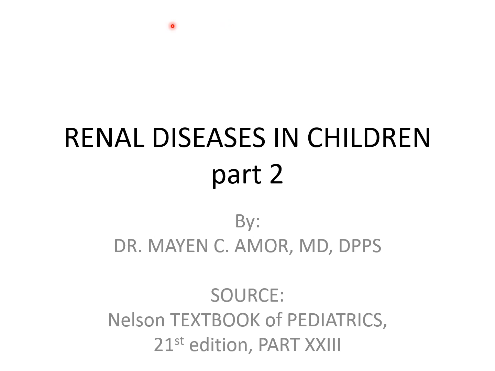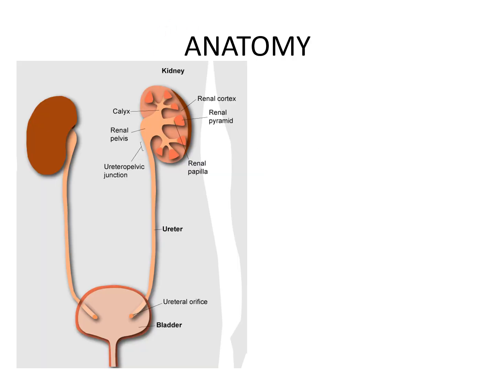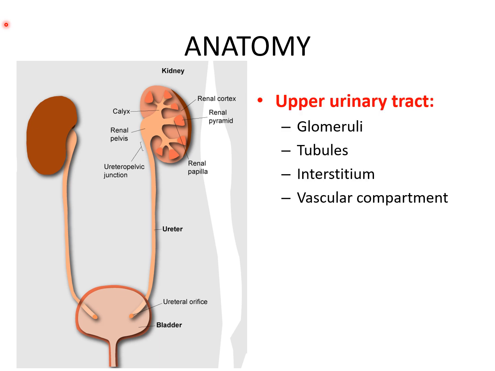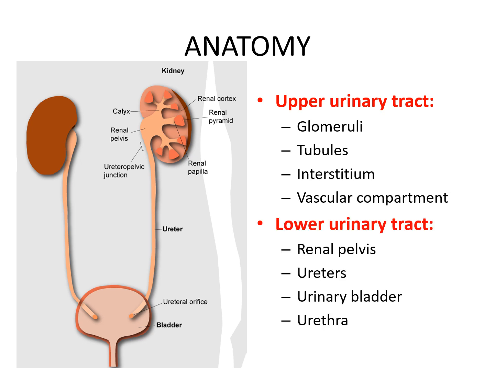So let's start. Before I start, let us recap the things that I talked about last time, the first part of renal diseases in children. Again, I would like to review the anatomy of your kidneys. The anatomy of your urinary tract is divided into two. The first is the upper urinary tract, which involves the glomeruli, the tubules, the interstitium, and the vascular compartment. The other part is the lower urinary tract. This includes the renal pelvis, the ureters, the urinary bladder, up to the urethra.